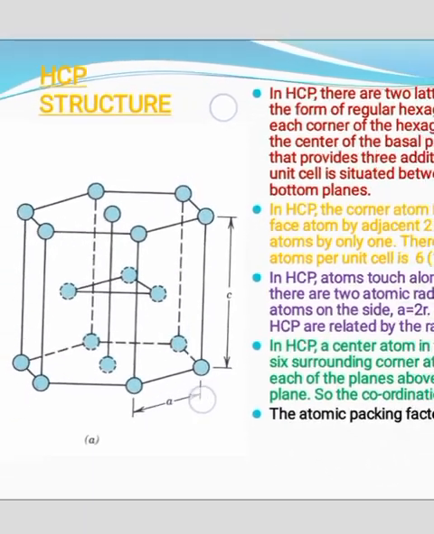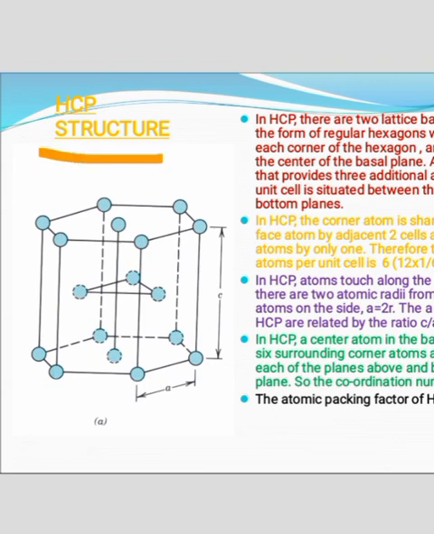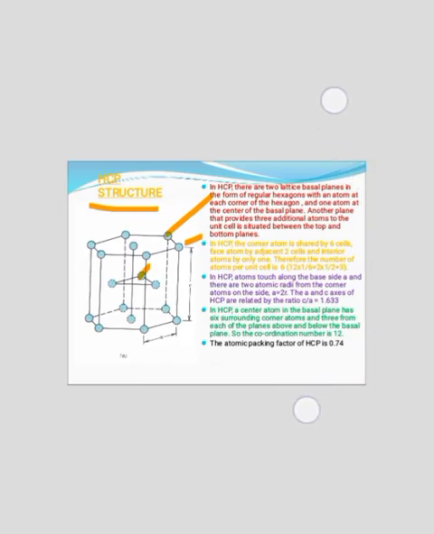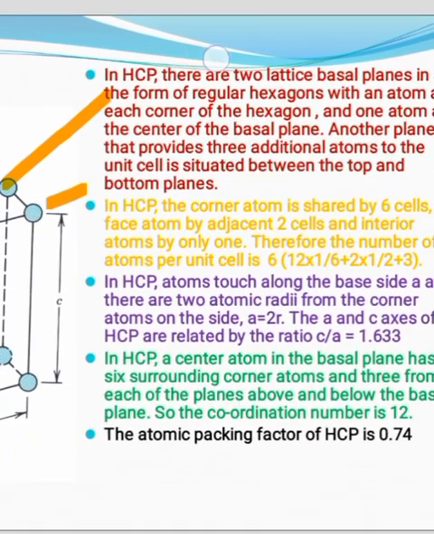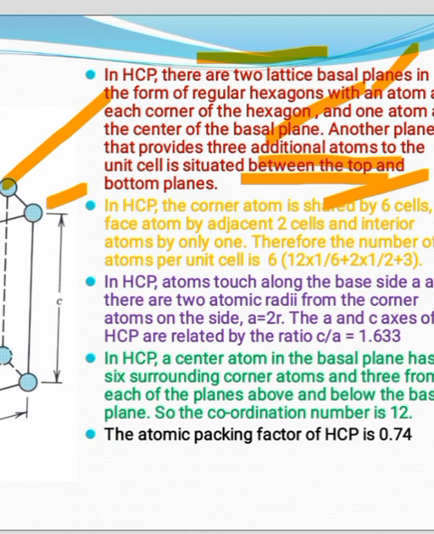Now you see the HCP structure, the hexagonal close-packed structure. You see all the corner atoms, as well as in the center portion we have 3 atoms. In HCP, there are 2 lattice basal planes, top and bottom, which are regular hexagons with corner atoms on each hexagon and an atom at the center of the basal planes. Another plane provides 3 additional atoms to the unit cell. In HCP, corner atoms are shared by 6 cells. So finally we get 6.